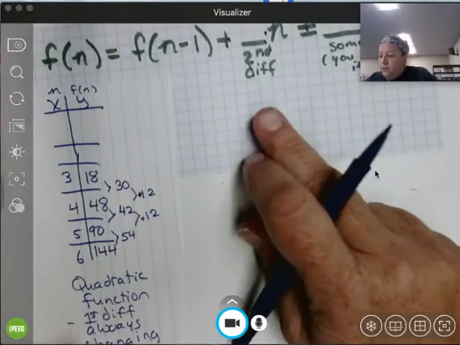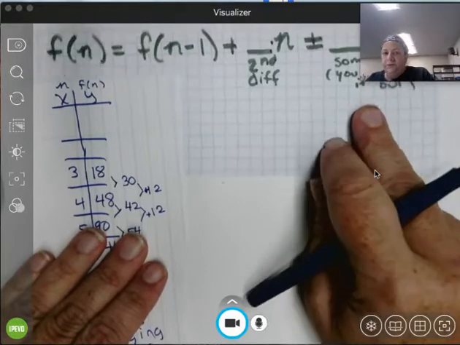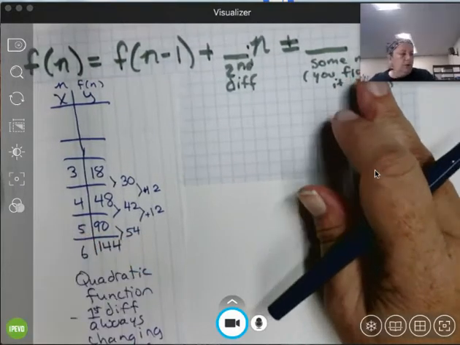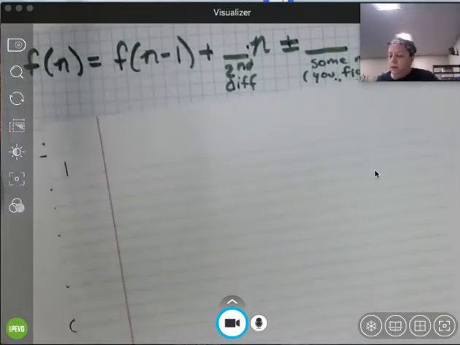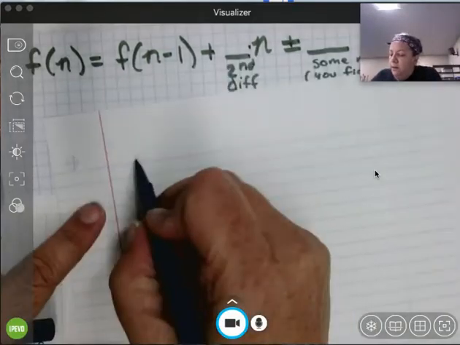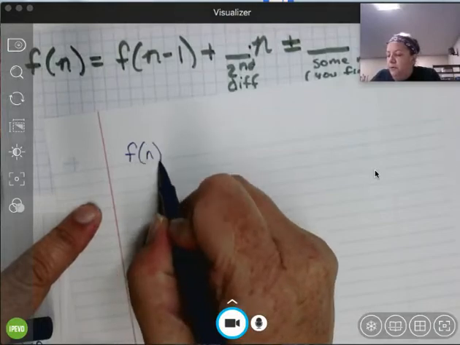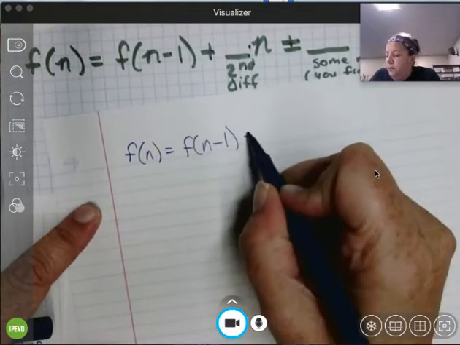Do we know our second difference? Yeah, it's 12. Do we know how to figure out this other number? Well, yeah, we can figure it out just using algebra, our math skills. So what we'll do here is write the equation again. This is the blank version of the quadratic recursive. We can go ahead and fill in.